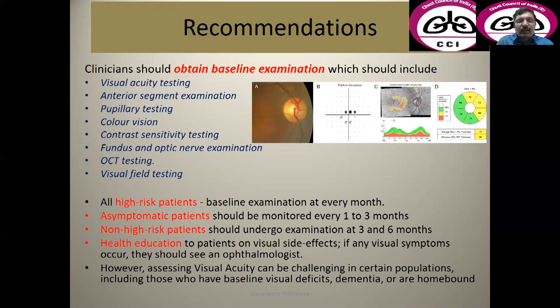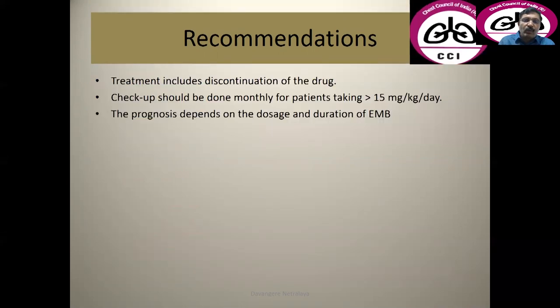Asymptomatic patients should be monitored every 1 to 3 months. Non-high-risk patients should undergo examination at 3 and 6 months. Health education to the patients regarding the visual side effects and visual symptoms should be clearly explained, and they should see an ophthalmologist if any of these symptoms develop. However, assessing visual acuity can be challenging in certain populations, including those who have baseline visual deficits, dementia, or are homebound.